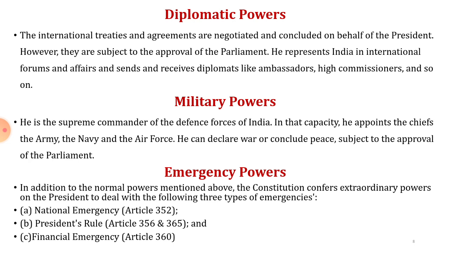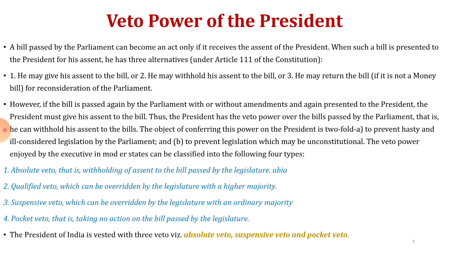Please keep in mind that the president is the supreme commander of the defense forces. In that capacity, he appoints the chiefs of the army, the navy and the air force. He can declare war or conclude peace, subject to the approval of the parliament. In case of emergency power, in addition to the normal powers mentioned above, the constitution confers extraordinary powers on the president to deal with three types of emergencies, that is national emergency, president's rule and financial emergency.